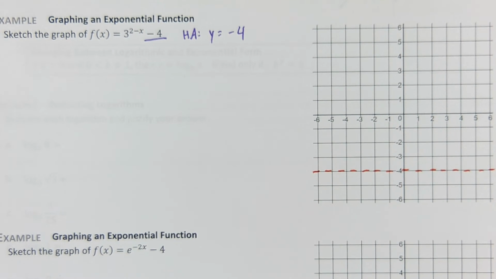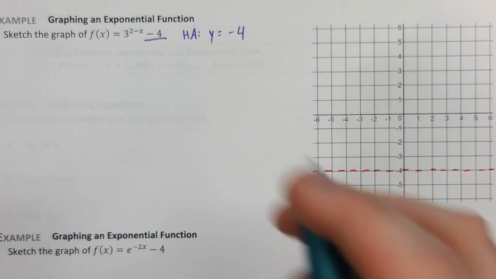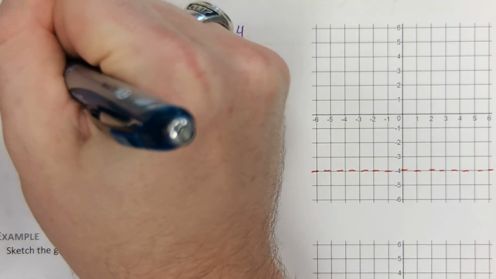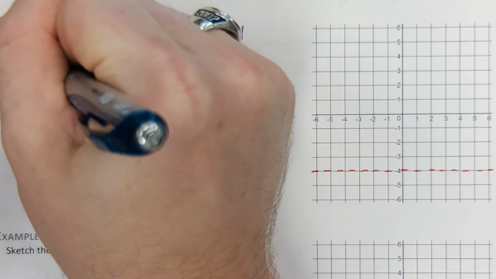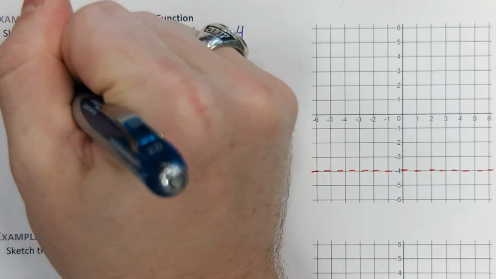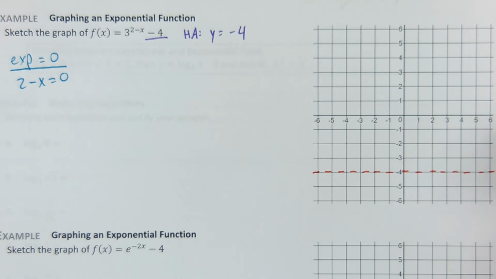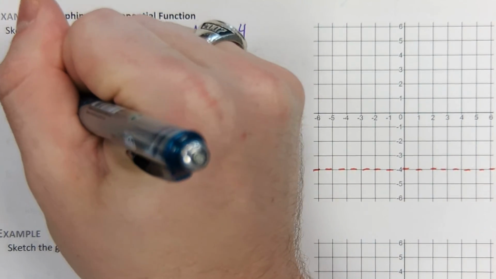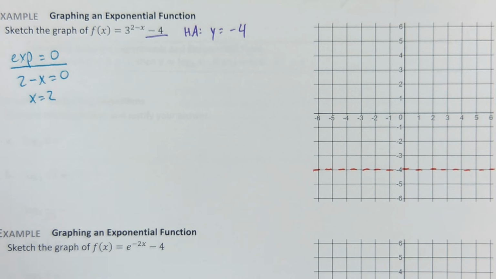And then our 2 structures. First, let's figure out what makes that exponent equal 0. We take our exponent, whatever it is, and set it equal to 0. 2 minus x is 0. You can either do the algebra or you can use a little bit of common sense. 2 minus what is 0? 2. We are going to have a pretty point at 2 comma something.